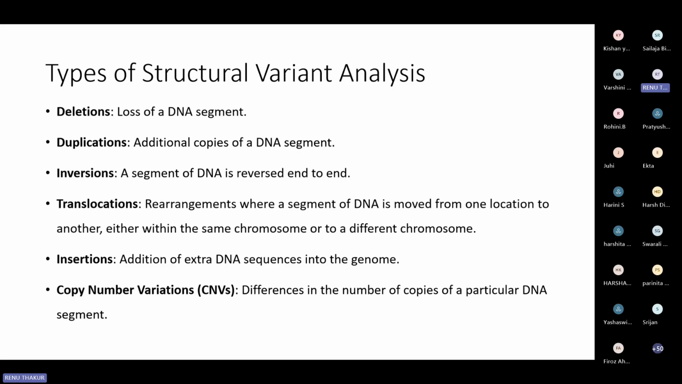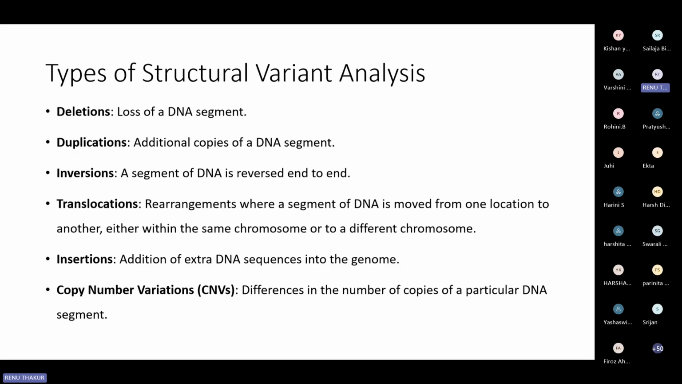Okay, and inversion: a segment of DNA is inversed end to end. For example, 5' to 3' will become 3' to 5', totally inverted. And translocated rearrangement, where a segment of DNA is moved from one location to another, either within the same chromosome or a different one. So let's mark position 1: 50 base pairs or more, or some set of genes, that should be in one place will be relocated or translocated to a different position. That is called translocation.